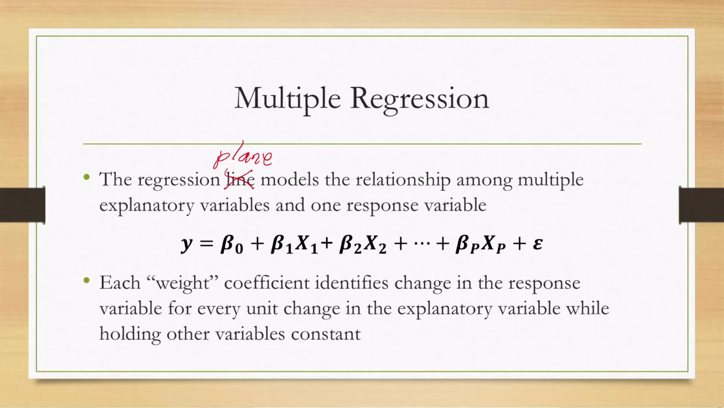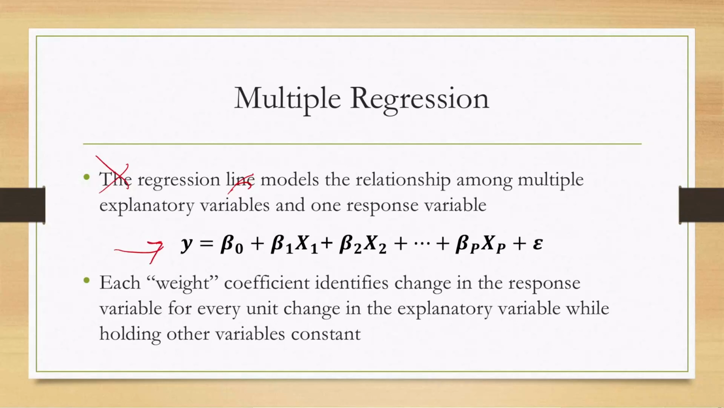There actually is a way that we can get a line out of that. It has to do with looking at the relationship of our predicted and observed values. But let's go ahead right now and just say regression models the relationship among multiple explanatory variables. We won't think of it graphically right now. We'll just think about regression modeling the relationship among multiple explanatory variables and one response variable, and we can think of that in terms of an equation like you see here.